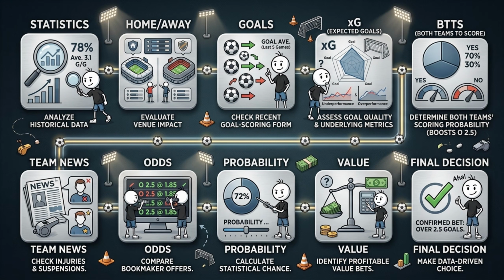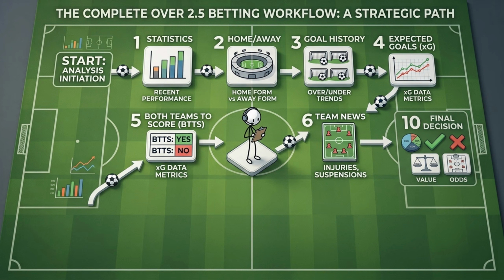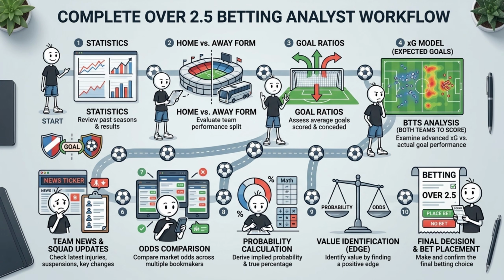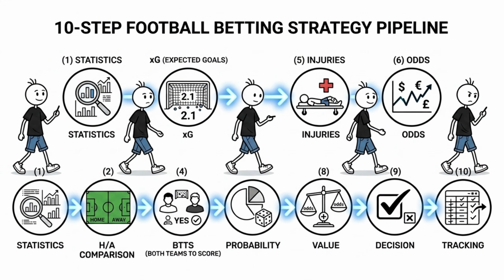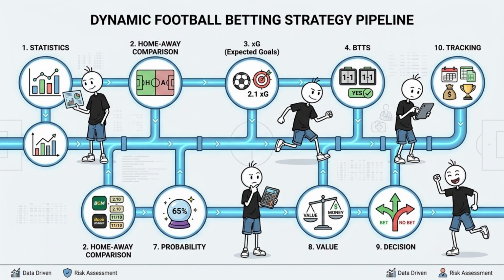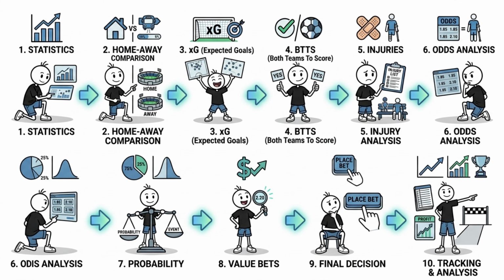So, let's put the entire strategy on one screen. Step 1, find matches with strong over 2.5 numbers. Step 2, check home and away statistics. Step 3, analyze goals scored and conceded. Step 4, compare XG and XGA. Step 5, check BTTS. Step 6, look at recent performances. Step 7, check injuries and expected lineups. Step 8, analyze the over 2.5 odds. Step 9, compare your estimated probability with the implied probability. Step 10, only bet when the numbers and price make sense.